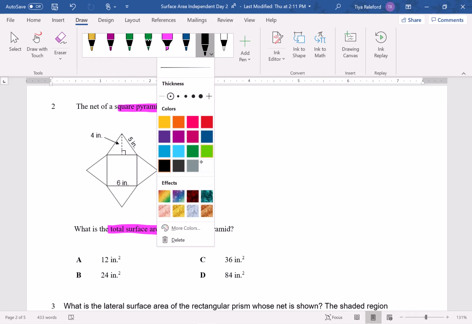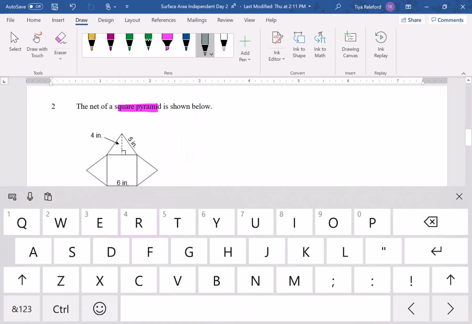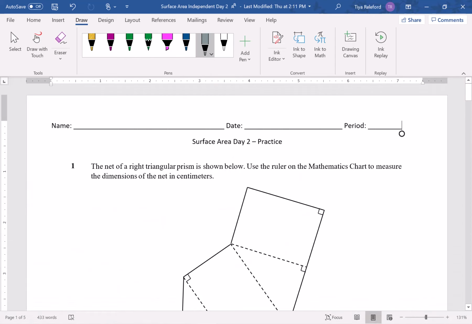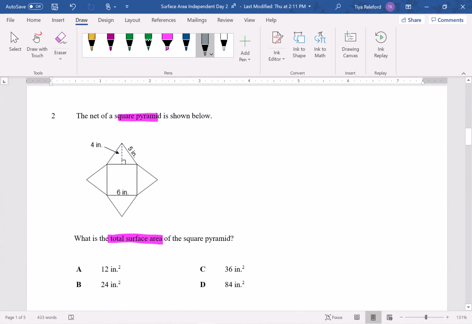Now, no matter what, whenever you get a 3D shape, you need to start with shading the base. So this inside square is your base. That needs shaded first. And it's total surface area, so we are finding the area of every single piece. So you can do the triangles first or the square. It really doesn't matter.